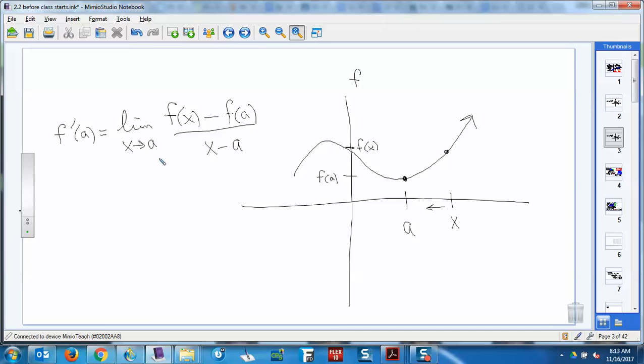And then it would be your y subtracted. Well, if this is a, that's f of a. If this is x, that's f of x, right? The outputs. And so the y subtracted would be f of x minus f of a, and then that right there. So what would that look like?